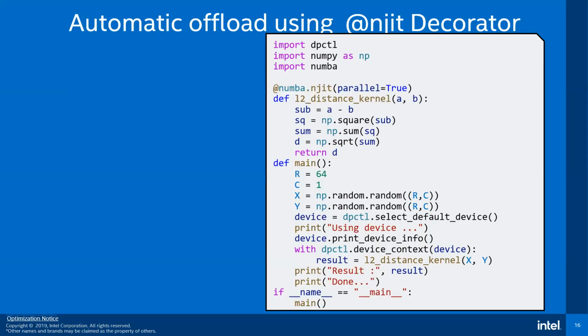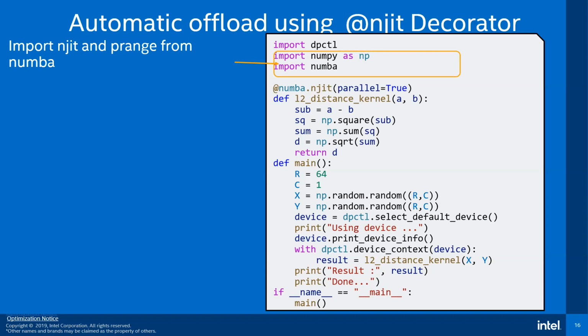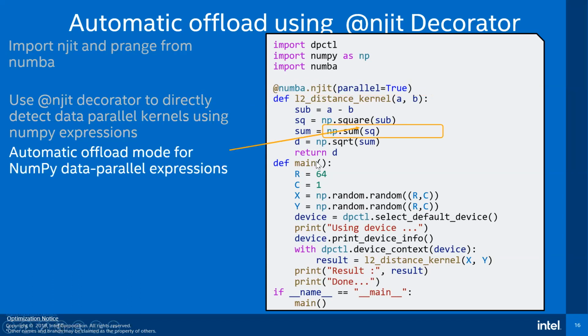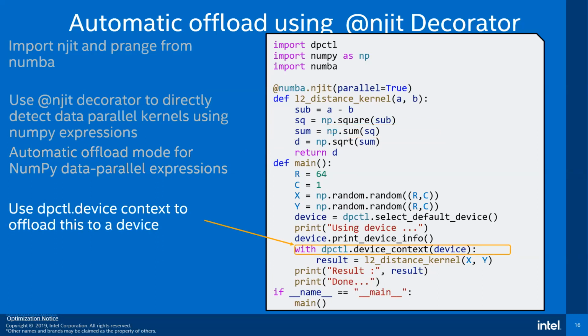So this is the first example, using the automatic njit decorator. In this example, we are importing njit from Numba, and we are calling NumPy expressions as we have seen. I'm doing multiple NumPy operations, which are automatically offloaded for data parallel regions. And then we are offloading this to a device using the dpctl layer.